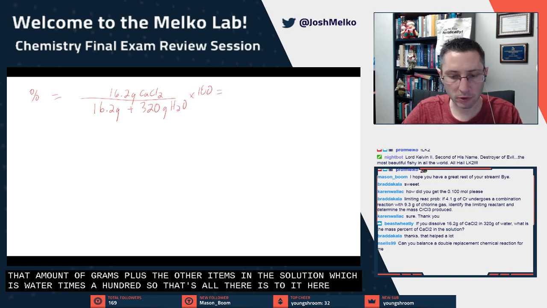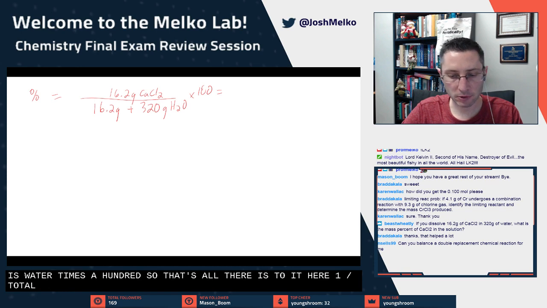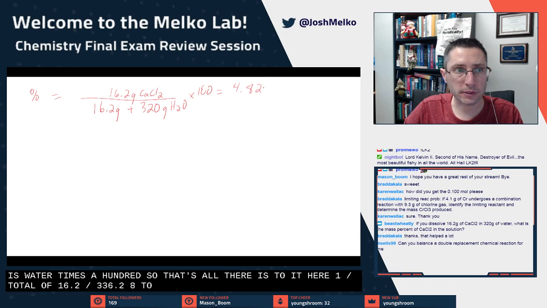It's 1 over total, 16.2 divided by 336.2 times 100. I get 4.82%.